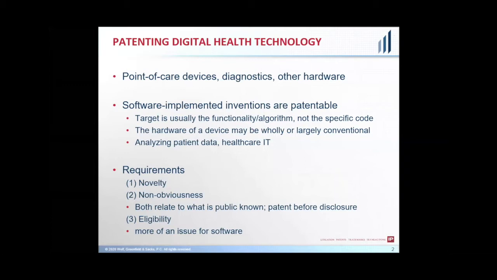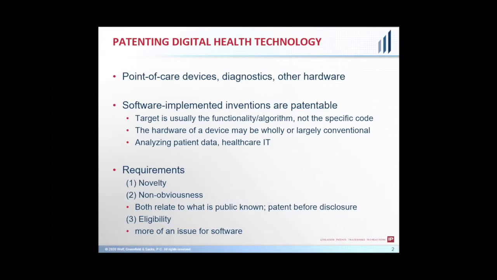And you can think about software that relates to analyzing patient data or healthcare IT, all those different aspects you can think about in terms of areas to patent in terms of software. In the US, we have several requirements in order to obtain a patent. You must meet the novelty and non-obviousness hurdles. Both of these relate to what is already publicly known.